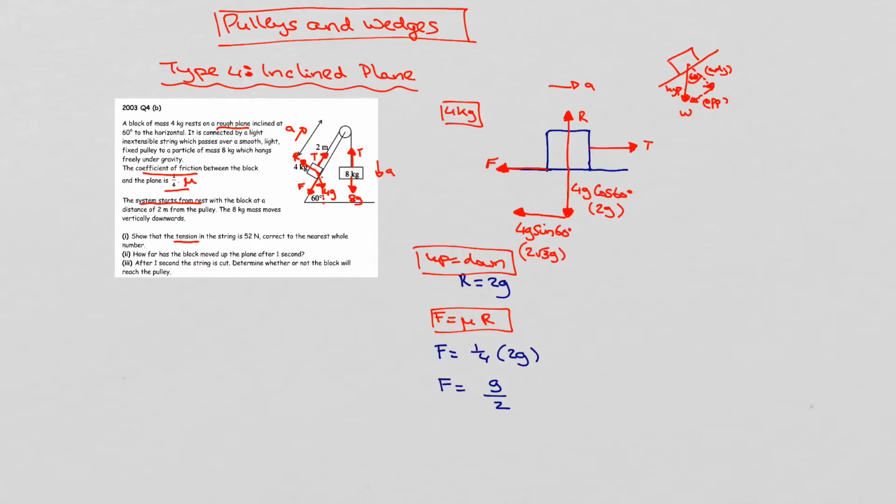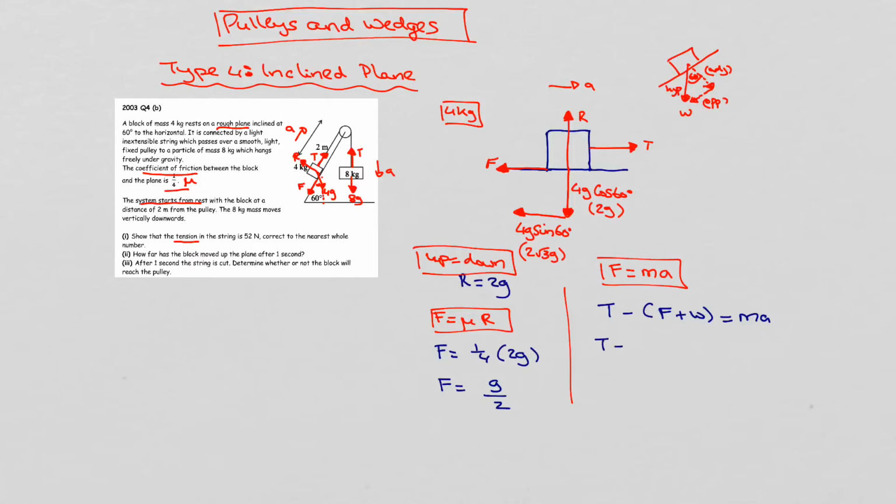So if I'm then looking at my net forces in the direction of the plane, well, that can be found using F equals ma. So I can see there the forces to the left and the forces to the right. Well, because it's accelerating up the plane, my leading force is my tension, minus the opposing forces, which is our force and our resolved weight.